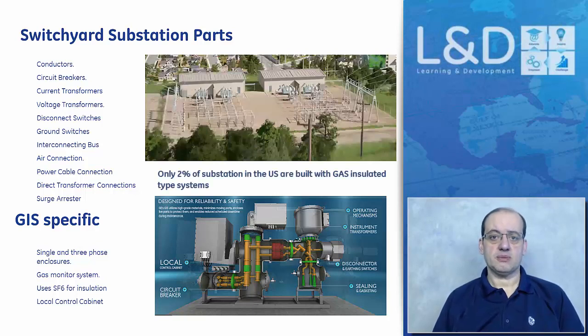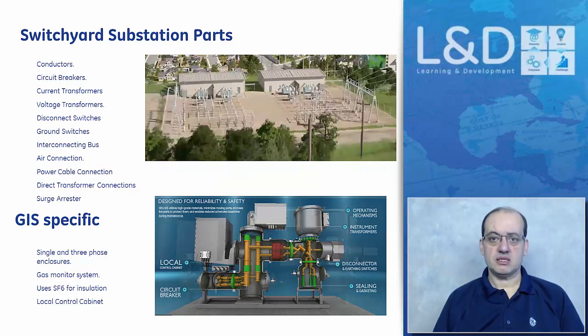Only 2% of the substations in the US are built with a gas insulated system. That's because of economic reasons, for cost, right? It's more expensive to buy and install a gas insulated system where all the components are within enclosures, and the enclosure material is improving. The enclosures could be sitting inside a building where it just stays in its aluminum state, or it could be sitting outside. The enclosure sometimes is painted for ease of maintenance.